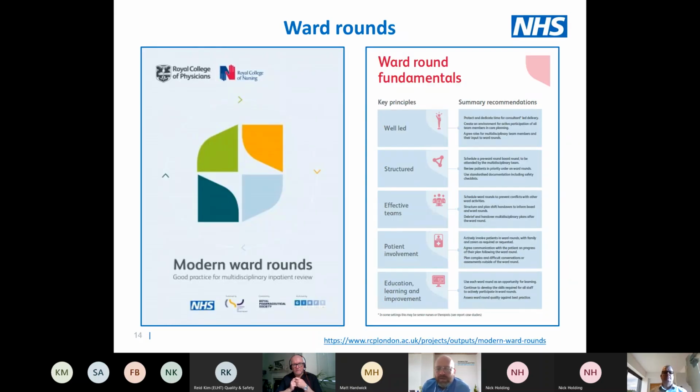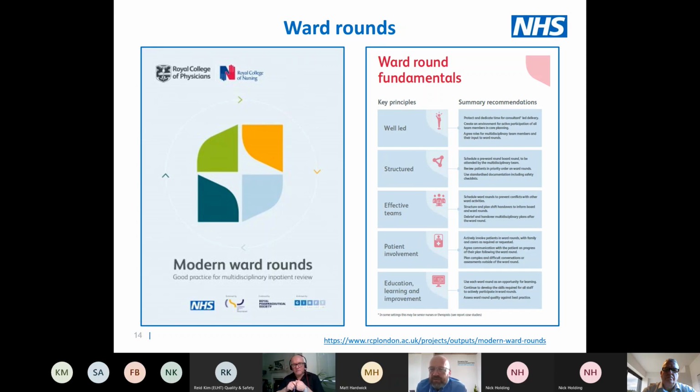A document that you may be familiar with, but if not, I would certainly commend to you, is the modern ward round guidance that came out from the Royal College of Physicians and the Royal College of Nursing, which ESIS work closely with those organisations on, and we've been delivering a separate collaborative around ward rounds alongside the College of Physicians and the College of Nursing over the last few months. And this sets out some fundamentals around how that ward round should work. And I just want to pick out a couple really of the recommendations that come there.